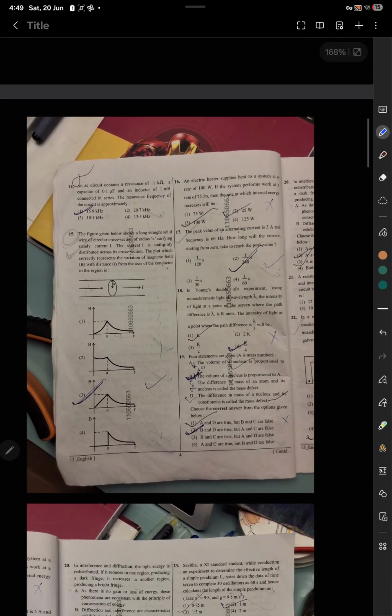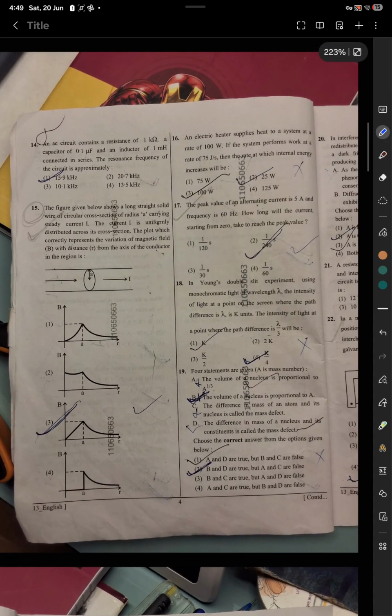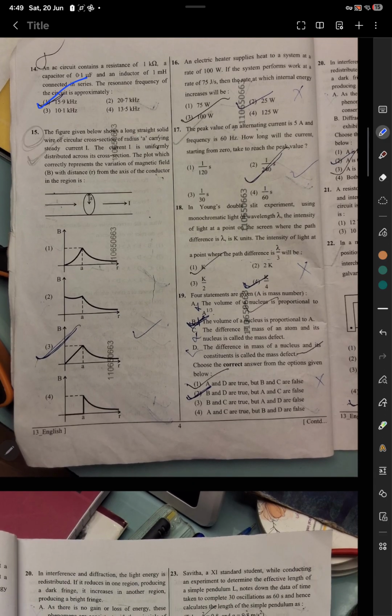Question number 14, an AC circuit contains a resistance of 1 kilo ohm, a capacitor of 0.1 microfarad, and an inductor of 1 mH connected in series. The resonant frequency of the circuit approximately is, option 1 is correct, 15.9 kilohertz.